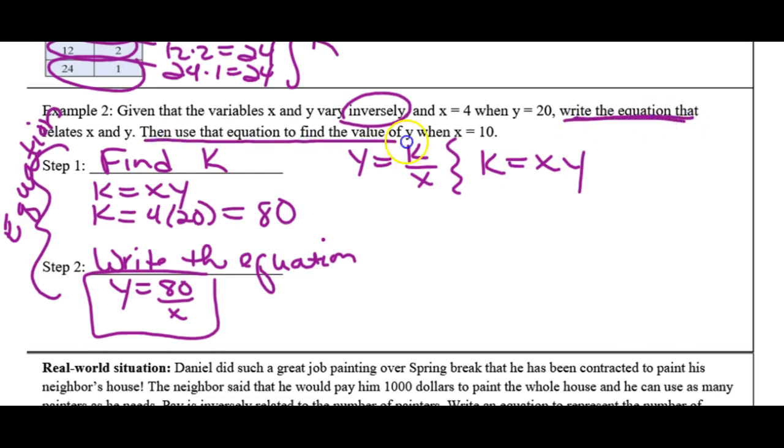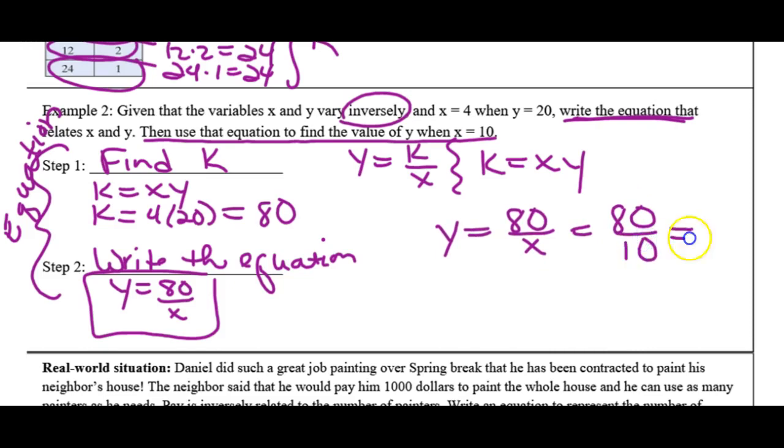Now we got to go to this. Using that equation, find the value of y when x is 10. So, y is equal to 80 over x. But we know that x is 10 in this case. So what do we get when we plug a 10 in for x? We get 8 for y. So y is equal to 8.